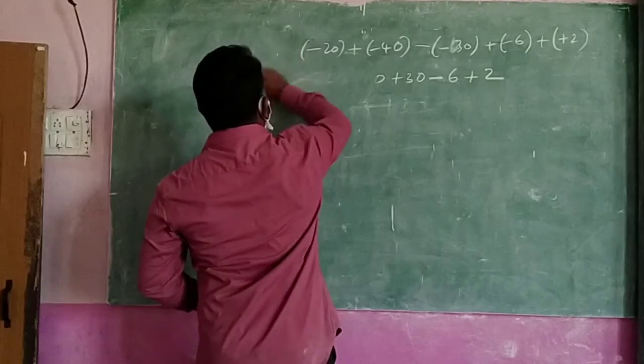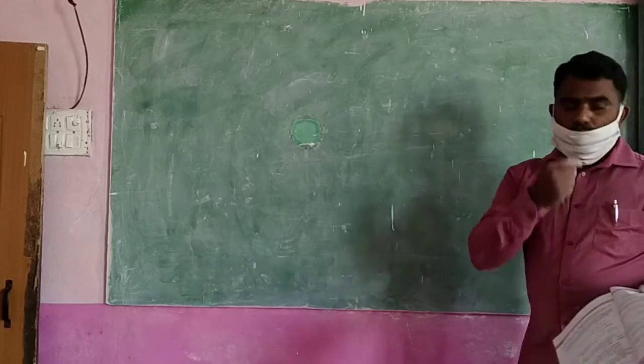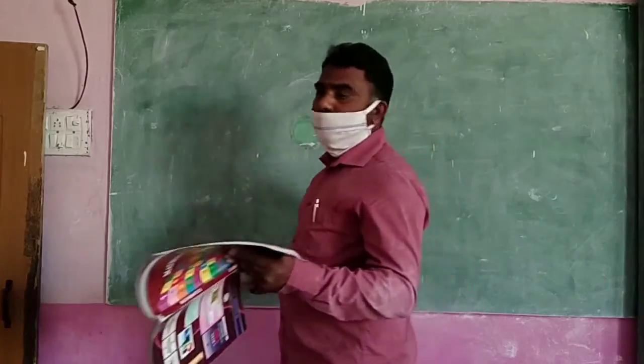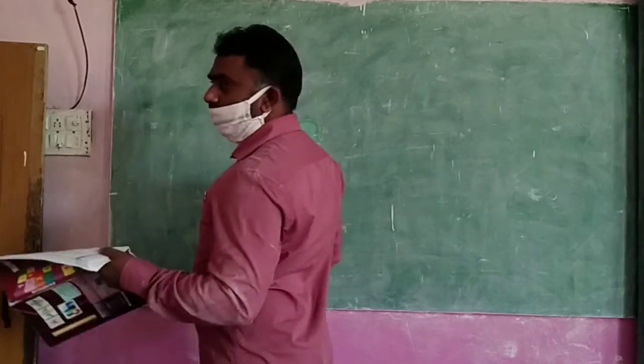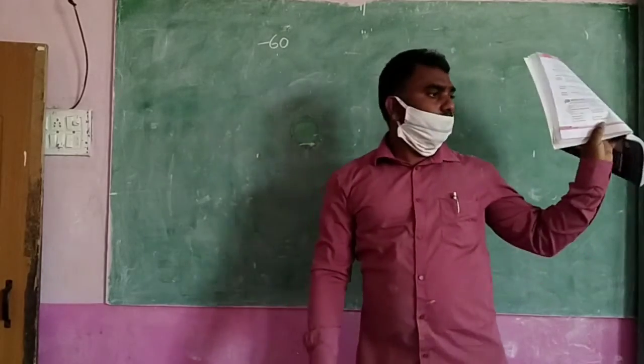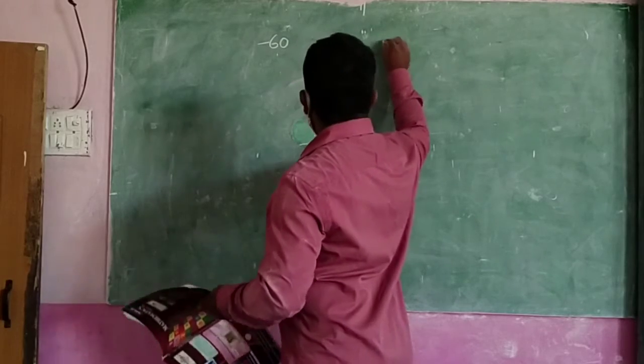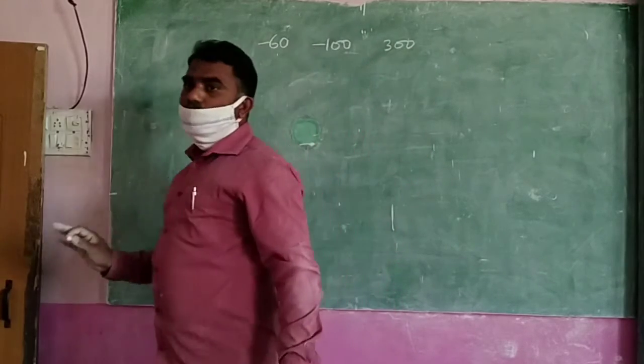In the first problem, we are going to find the sum of two numbers. Second problem, 2 numbers only. Third problem, 3 numbers are there. Fourth problem, 3 numbers. Now how to do? He is saying to find the sum of numbers, so we have to write those 3 numbers. First number minus 60. Second number, minus 100. Third number, 300.